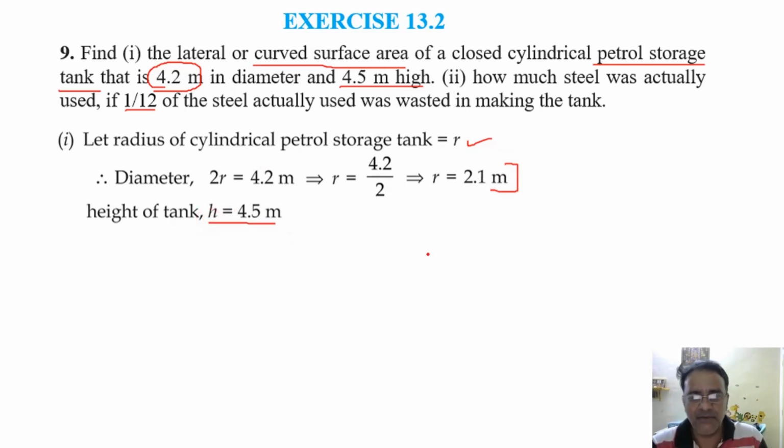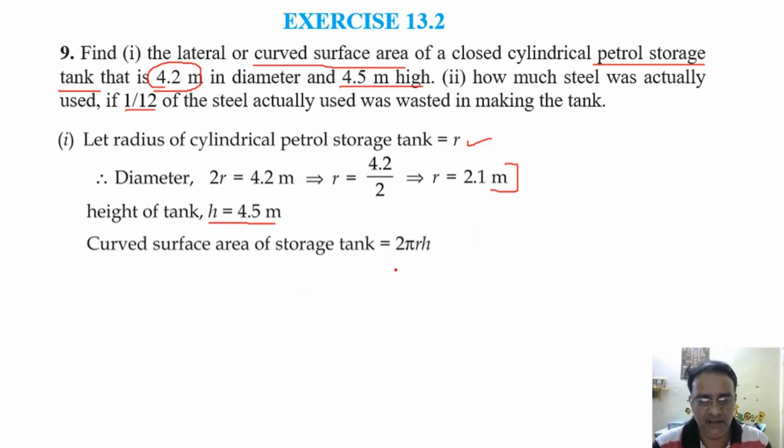Now we only have to find the lateral surface area. For lateral surface area we need only R and H, and both the values are given. So we'll write the formula. Curved surface area of the storage tank is 2 pi RH. So 2 into 22 by 7 into 2.1 into 4.5. You can directly divide by 0.3.